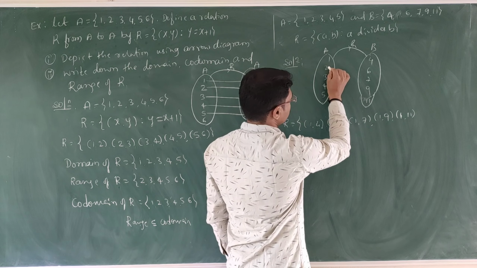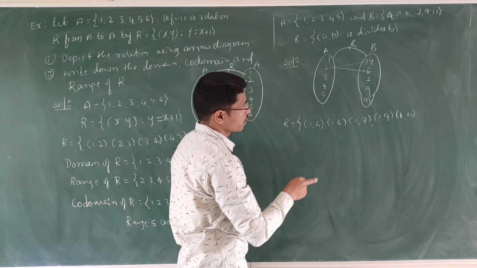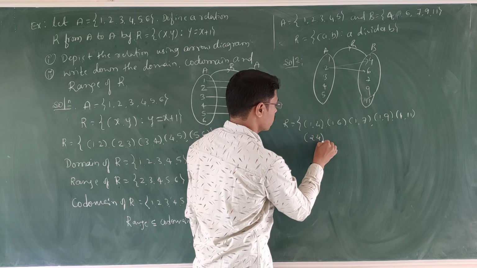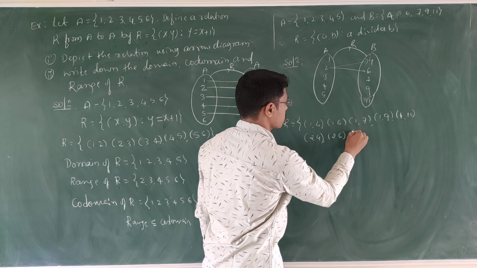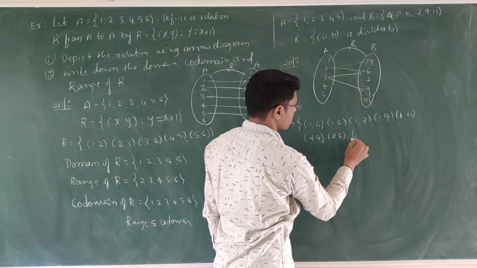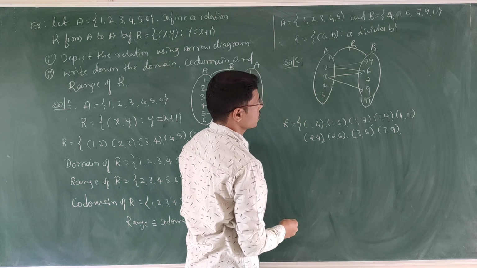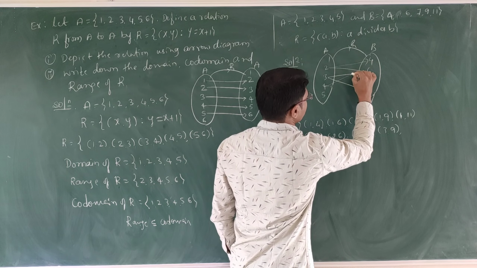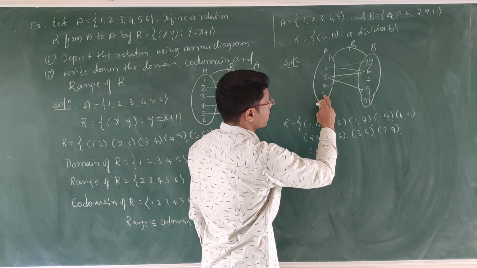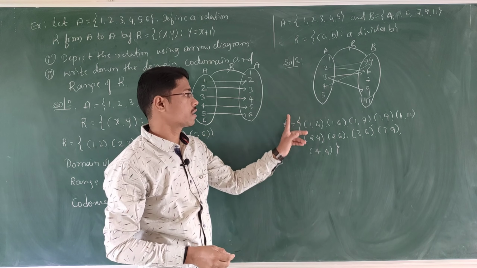Next, see here, 2 divides 4 and 2 divides 6. So other than 4 and 6 it doesn't divide any elements. Therefore (2, 4) and (2, 6). Then 3 divides 6 and 3 divides 9 also: (3, 6) and (3, 9). Next, 4 divides 4. It doesn't divide any element again. Next, 5 doesn't divide any element from this. So this closes the relation. This is the relation R.